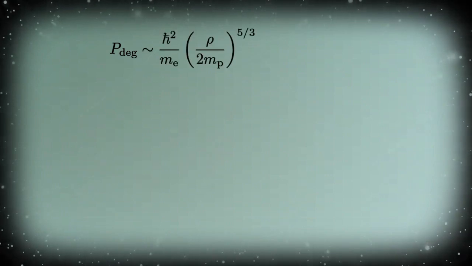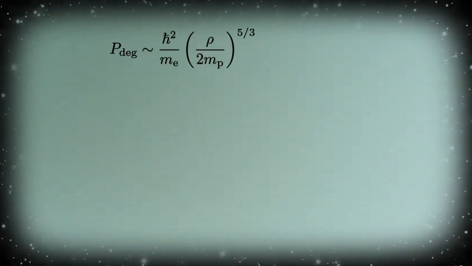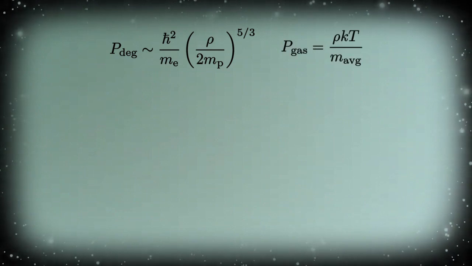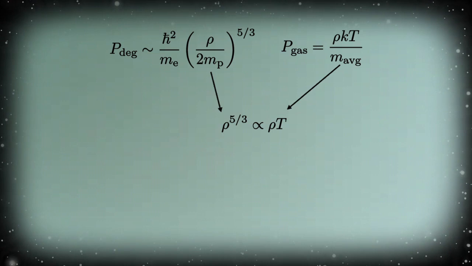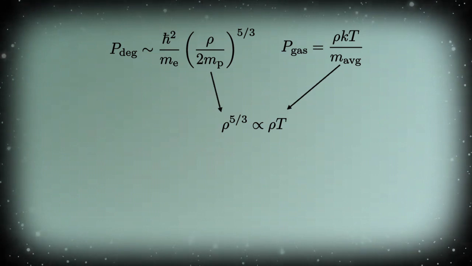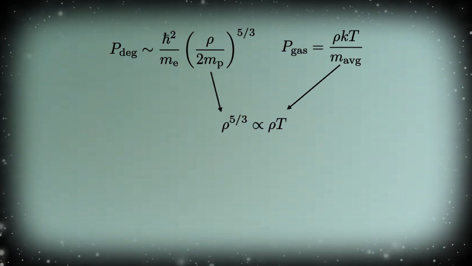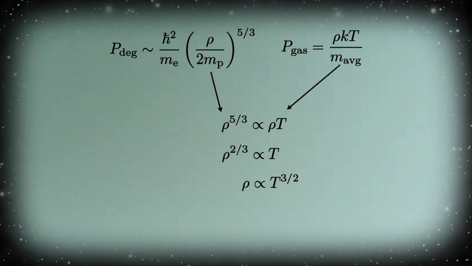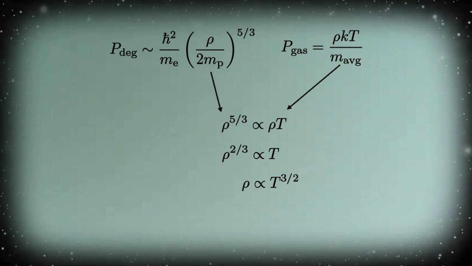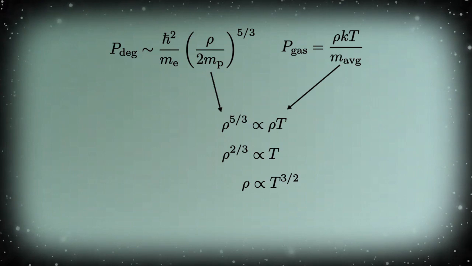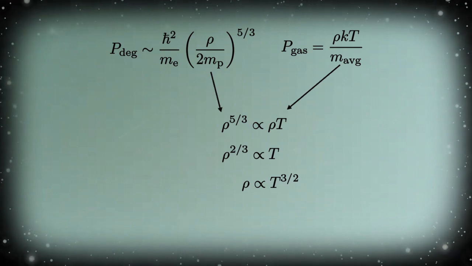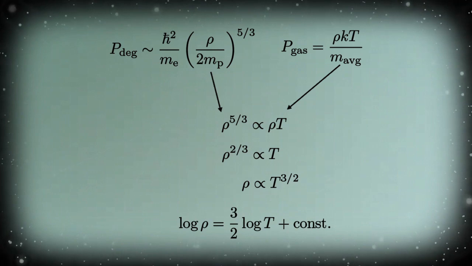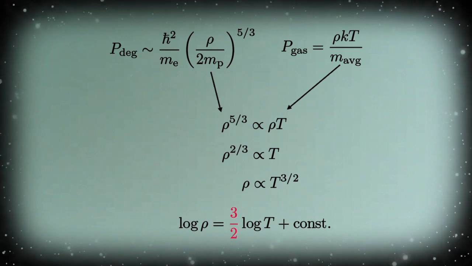When does that happen? We can find out by setting the equation for degeneracy pressure, which varies as rho to the 5/3 power, equal to the equation for ideal gas pressure, which is proportional to density times temperature. To keep things simple, we won't keep track of all the constants, we'll just keep track of how rho depends on T. After some algebra, we see that on that boundary between gas pressure and degeneracy pressure, rho varies as T to the 3/2 power. That corresponds to a straight line with a slope of 3/2 on our log chart.